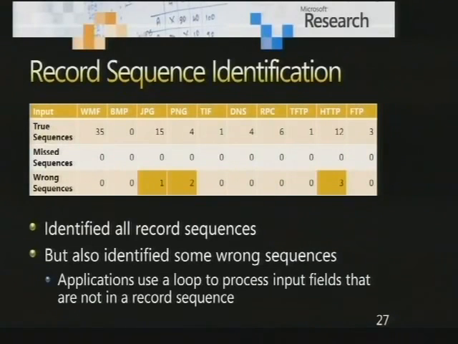The reason is that sometimes applications use a loop to process input, however those input fields are not a record sequence. For instance, a JPEG parser uses a loop to compare the first 4 bytes in the input to see if they equal some specific value. So for this kind of case, we may have wrong sequences.